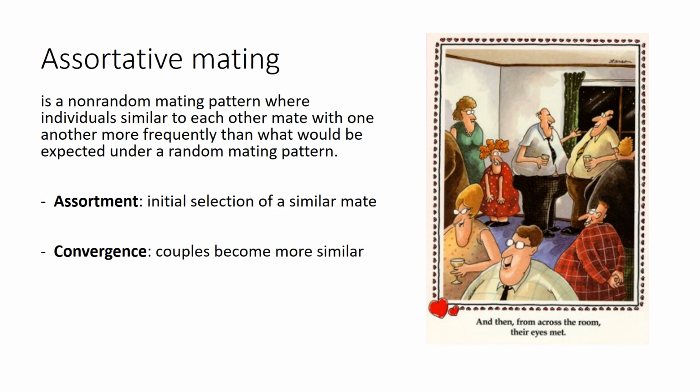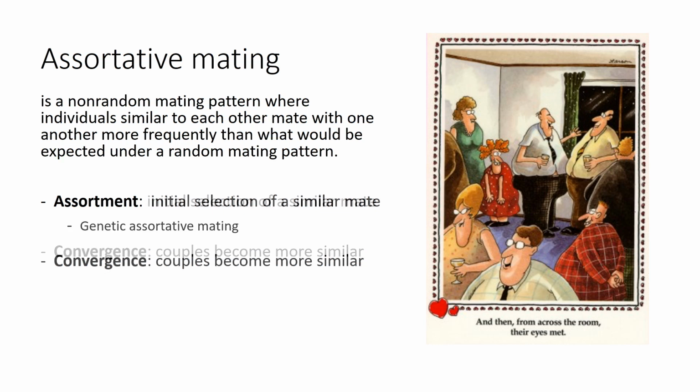Assortative mating can be caused both by assortment, which is the initial selection of a similar mate, or by convergence, which is when couples become similar over time spent together. In genetic studies, assortative mating usually refers to genetic assortative mating, where mates are not only phenotypically similar but also genetically. This is usually a case of assortment.